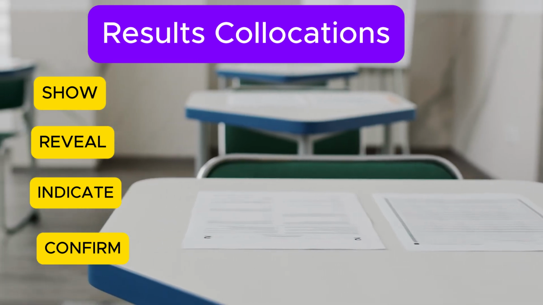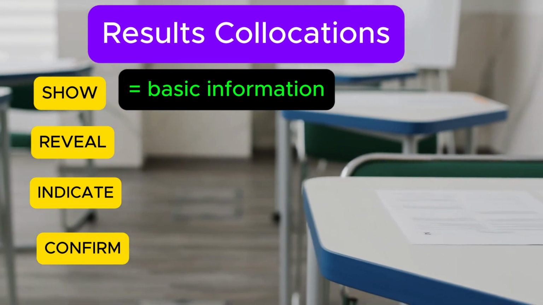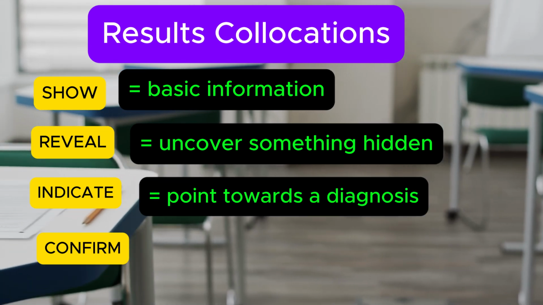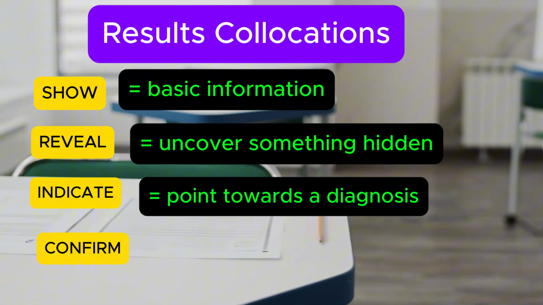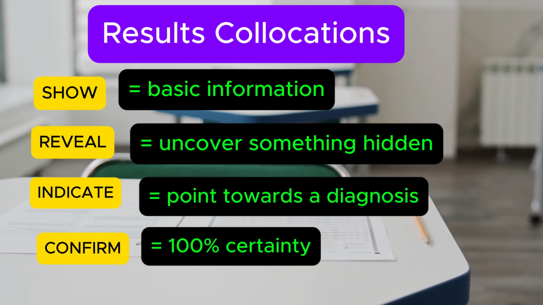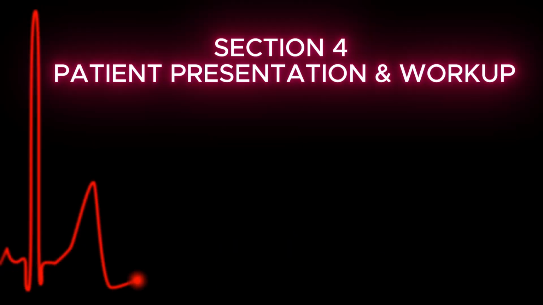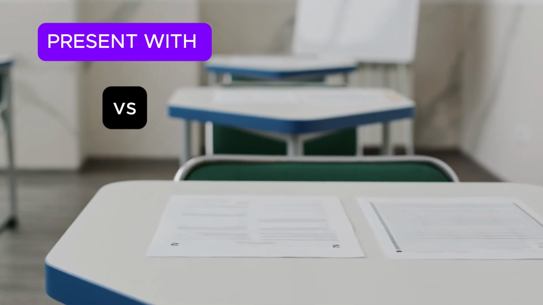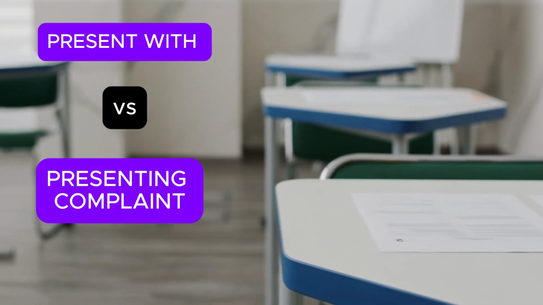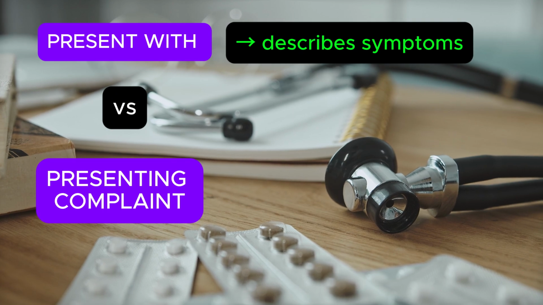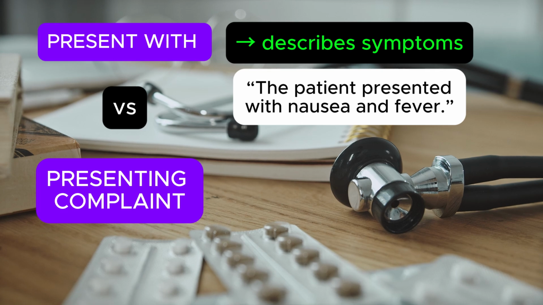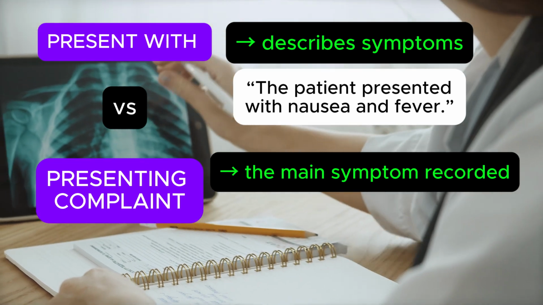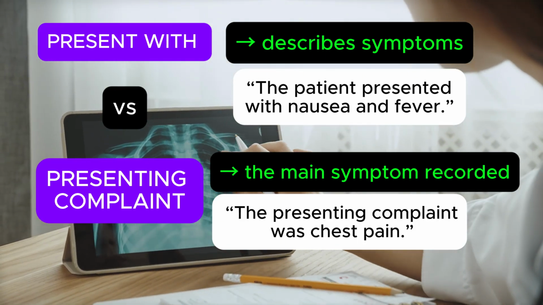Comparison round. Show equals basic information. Reveal equals uncover something hidden. Indicate equals point towards a diagnosis. Confirm equals 100% certainty. Section 4. Patient presentation and workup. Present with versus presenting complaint. Present with describes symptoms. The patient presented with nausea and fever. Presenting complaint is the main symptom recorded. The presenting complaint was chest pain.